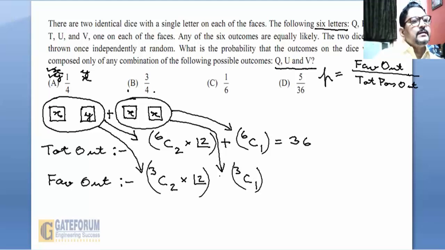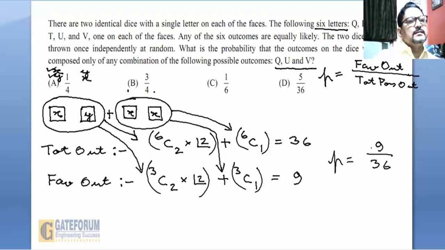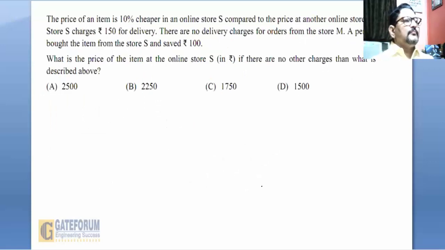These 2 are independent happenings, so we can add them. 3C2 is 3, 3 into 2 is 6, 6 plus 3 is 9. So the probability would be 9 by 36. So that would be 1 by 4. And the first option itself is 1 by 4. And this is a fantastic problem. Okay, I hope this is understood. Let us go on to the next.